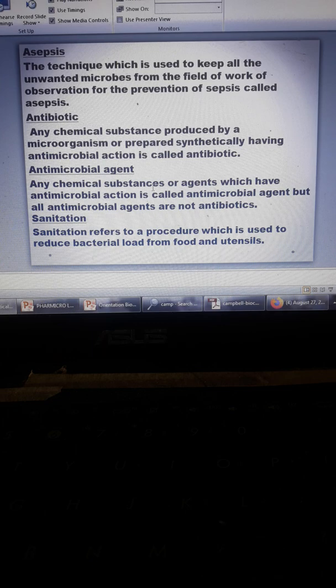Sanitation refers to procedures used to reduce bacterial load from food and utensils. Usually we sanitize, but it is not recommended to sanitize your utensils with chlorine because you can get poisoning. Usually, just water is very important in cleaning.